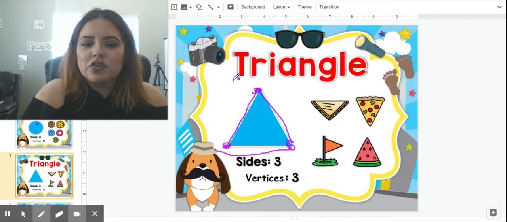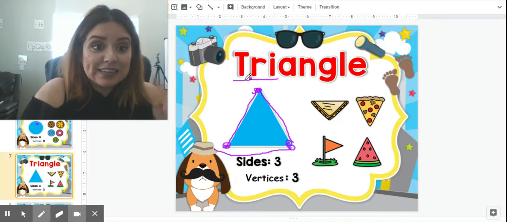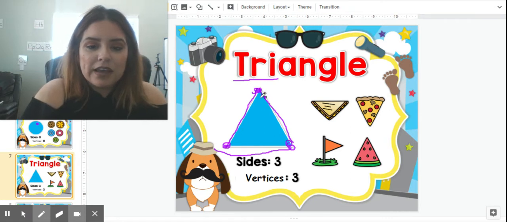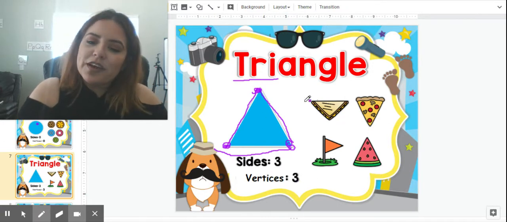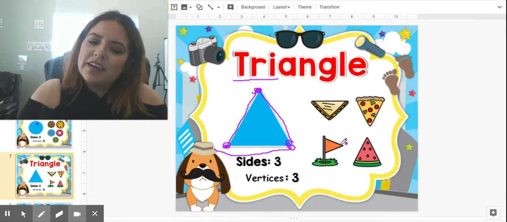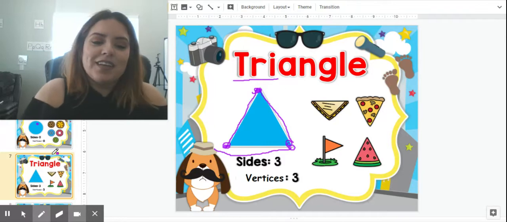Look at this word, tri. Those of you that speak Spanish, it sounds almost like tres. And tres is 3, right? So tri means 3. It has 3 sides and 3 vertices. And then over here we have some examples. I think that's like a half sandwich, a pizza, a flag, and a piece of watermelon.